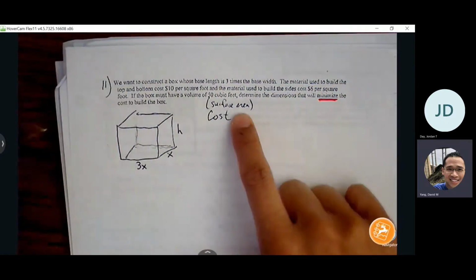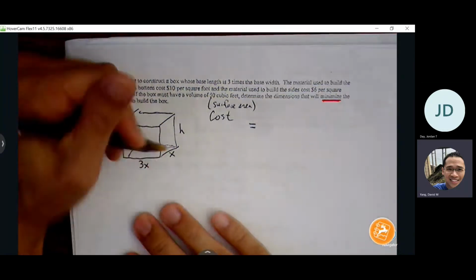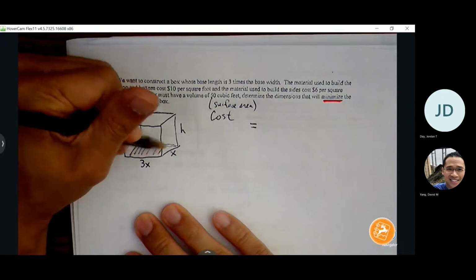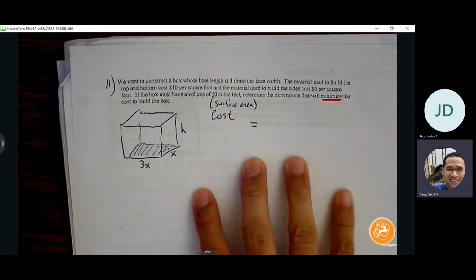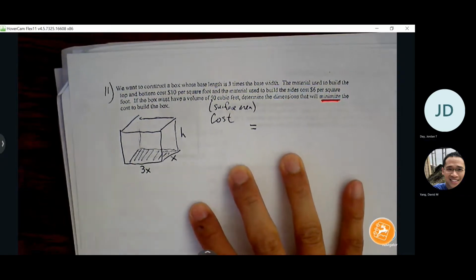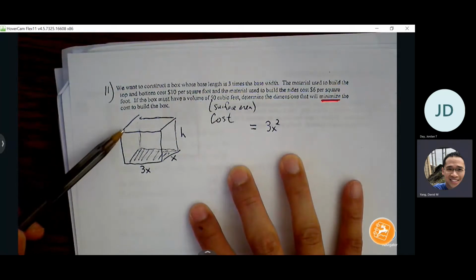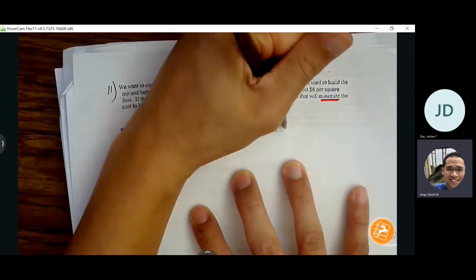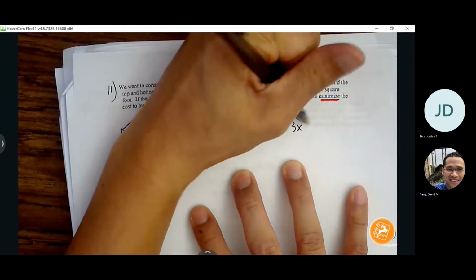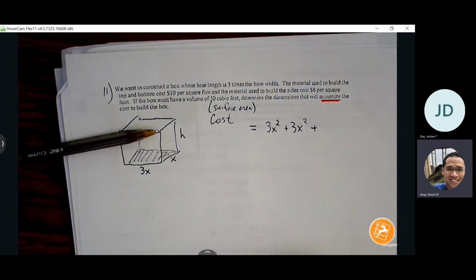So, surface area is exactly what it means. It's the area of the surfaces. We have 6 areas to find. We have 6 surfaces that we have. Okay, let's start off with the base. What's the area of the base? What's the area of the top? Also 3x squared. Okay. What's the area of the front face?